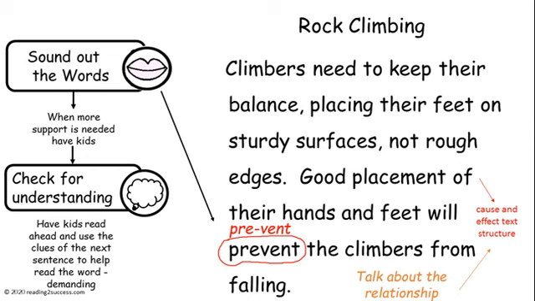Further in the passage, kids usually come to another word that they can't read, prevent. So point out that this is a cause and effect text structure. They need good placement of their hands and feet to not fall. What word could this be? Have them sound it out. Prevent. And then have them read it again. Good placement of their hands and feet will prevent the climbers from falling. Ask them, does this make sense? And hopefully they say yes.